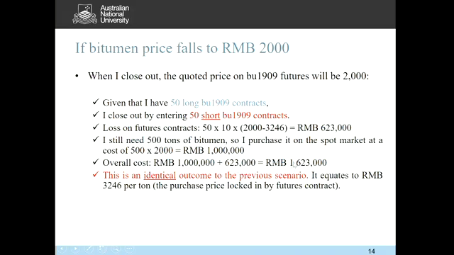And the net cost is 1.623 million RMB for the 500 tons we purchased. That divided by 500 tons comes down to, again, 3,246 RMB per ton. So this is identical to the outcome of the previous scenario. Right?